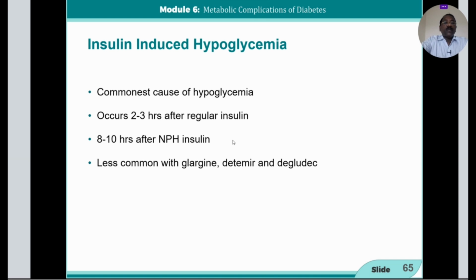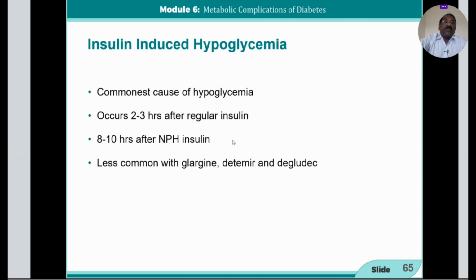Insulin-induced hypoglycemia is the commonest cause of hypoglycemia. It occurs 2 to 3 hours after the regular insulin, and 8 to 10 hours after the NPH insulin, because they have peaks. It is less common with glargine, detemir and degludec because they are the peakless insulins. So with no peak, there is no hypoglycemia with glargine, detemir and degludec. NPH insulin has a peak, so it causes hypoglycemia 8 to 10 hours after the NPH.